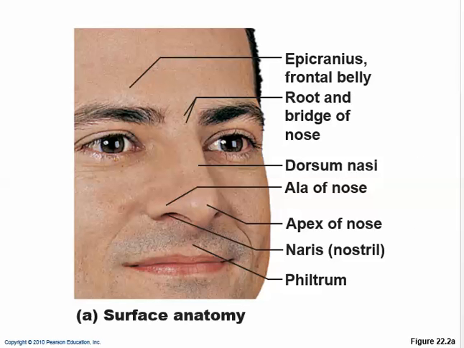There's an ala left and an ala right, so ali together. So the bridge of the nose is here. The dorsum of the nose, dorsum nasi, is here. The ala on either side, that's where you get the piercings. The apex is the tip of the nose, nostrils, and the philtrum. That's the surface anatomy.